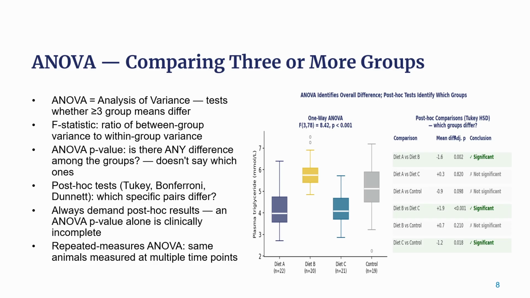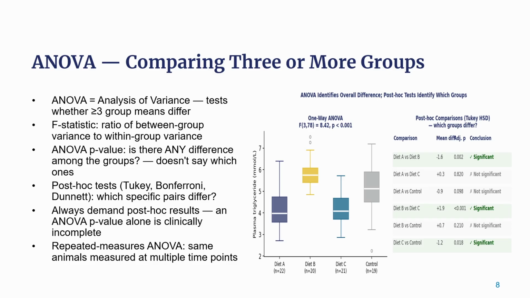A significant p-value tells you the groups are not all equal, but it doesn't tell you which groups differ from which. That's where post-hoc tests come in. Tukey's honestly significant difference is the most common. It performs all pairwise comparisons while controlling the family-wise error rate. Bonferroni correction is more conservative. Dunnett's test is used when you're comparing multiple groups to a single control.